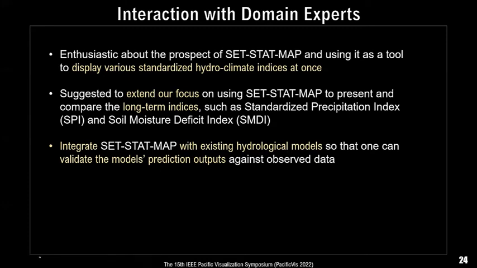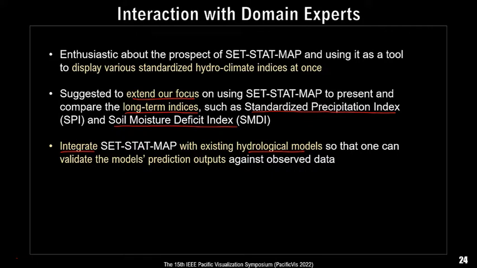Overall, they were very satisfied with the SETSTATMAP, and actually they liked the potential of SETSTATMAP to show multiple variables simultaneously over the map. And they suggested that we can focus on the long-term indices. Right now, the dataset we used for the experiments show monthly trend, but for the drought prediction or climate change, they need to visualize the standardized precipitation index and soil moisture deficit index over the longer period, over many years. They also suggested that one can integrate SETSTATMAP with the existing hydrological models, because sometimes the model output needs to be validated, and that's when they need to look at multifaceted information, and the SETSTATMAP can be useful by making all this information accessible in a very short period of time.